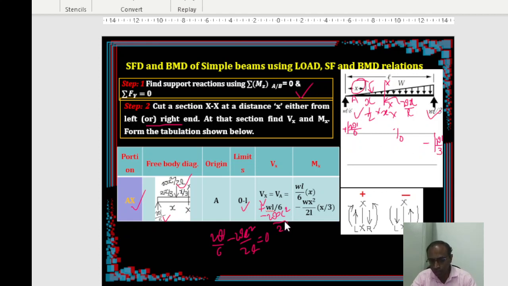How to join? Look at the equation. It is a second order equation. Join by a parabolic curve. That's all. This is the SFD diagram.